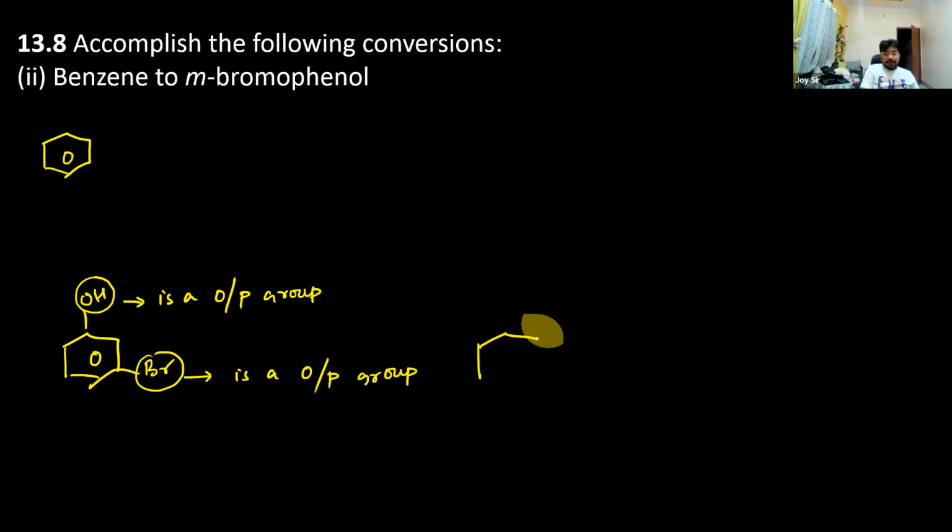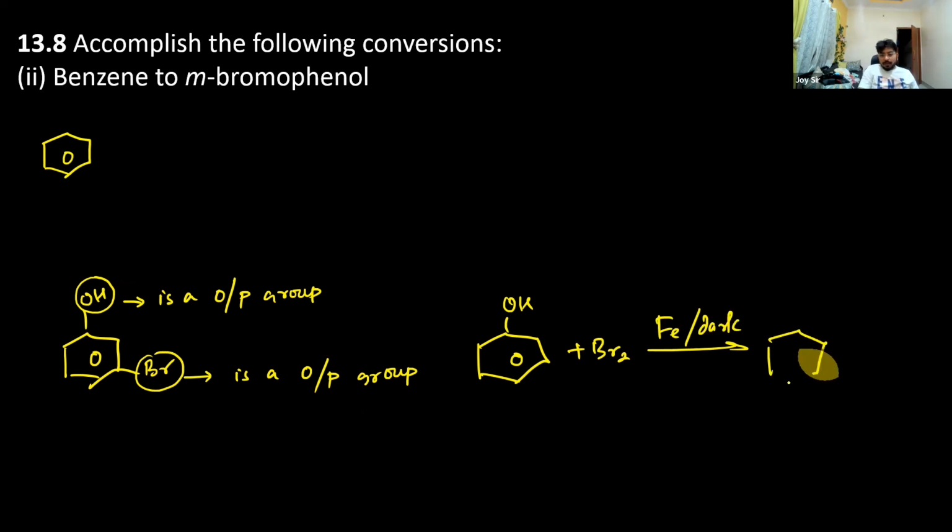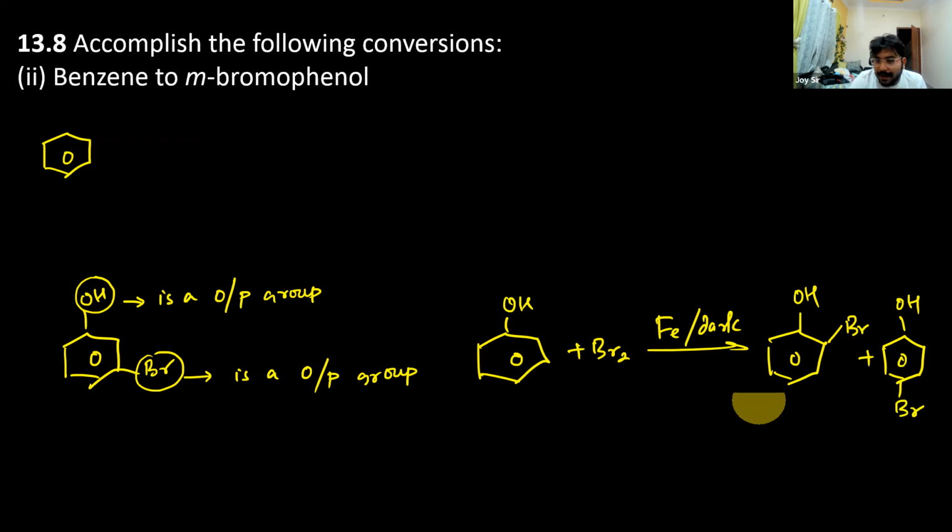That means if you take phenol and add bromine, suppose in the presence of Fe dark, where will your bromine sit? The bromine will come either in the ortho position or the para position. Bromine will not go to the meta position. Normally, if there is an ortho-para directing group, the reaction does not go to the meta position. But here we have to make meta bromophenol, M bromophenol. Okay, fine. So how to make it? Benzene to M bromophenol.